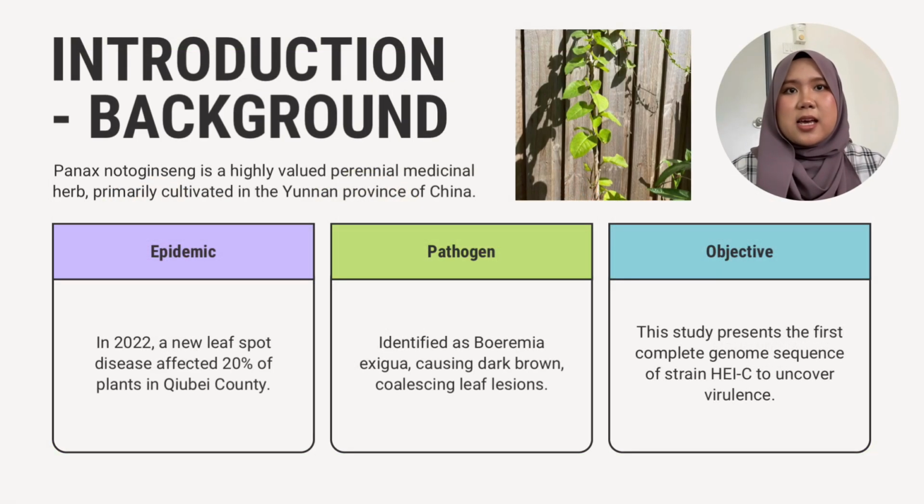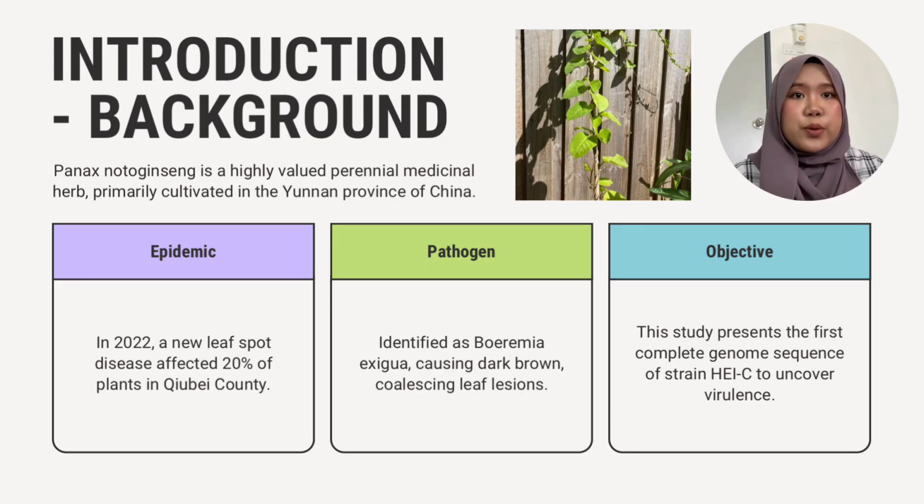Panax notoginseng is a highly valued perennial medicinal herb mainly grown in Yunnan, China. In 2022, a new leaf spot disease caused by the fungal pathogen Bipolaris/Bioremia exigua was observed, affecting about 20% of plants in the county. Symptoms include dark brown leaf spots, which can compromise plant health. The pathogen has a broad host range, impacting more than 200 plant genera worldwide. Understanding its genome is crucial to uncover its pathogenic mechanism and develop effective disease management strategies.